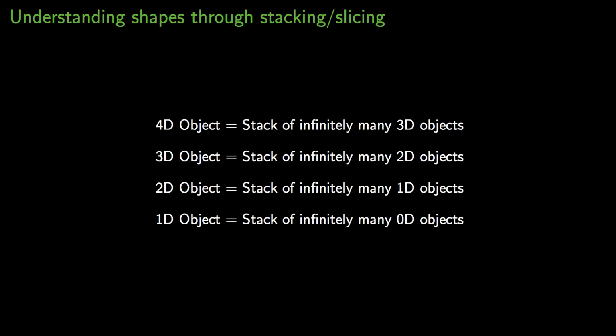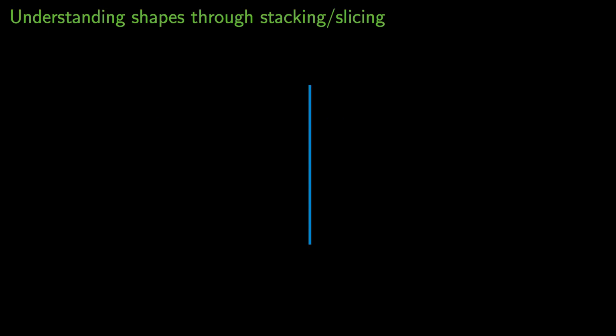We're going to start at the bottom here and try to understand 1D objects and then level up. Here's a 1D object. It's a line segment. And so when I say that we can view this line segment as a stack of infinitely many 0D objects, I mean for every single height along this line segment, there will be a point. You can view this as a giant stack of little points.